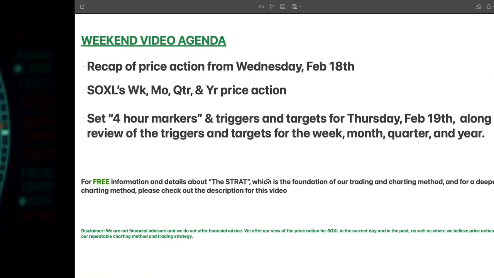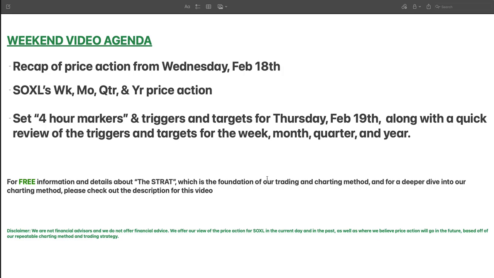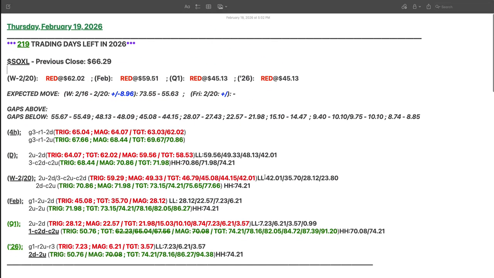Let's go ahead and take a look at the agenda here. First, we were going to recap the price action from today, Wednesday, February 18th. Then we'll zoom out like we always do, take a look at the week, month, quarter, and year price action. Before we zoom back in, set the 4-hour markers and our triggers and targets for Thursday, February 19th. And we'll also do a quick review of the triggers and targets for the week, month, quarter, and year.